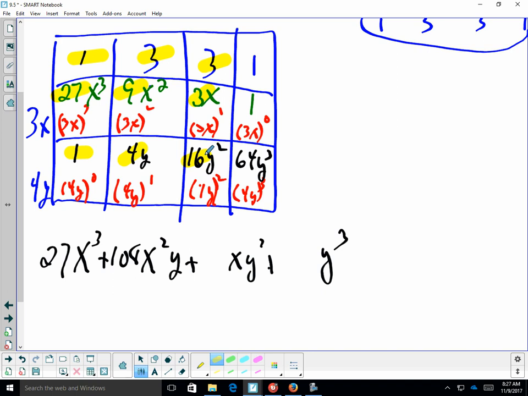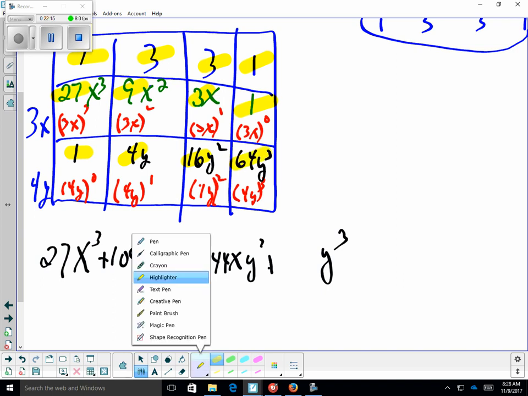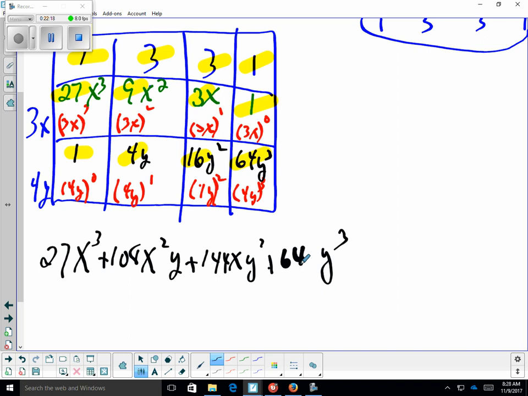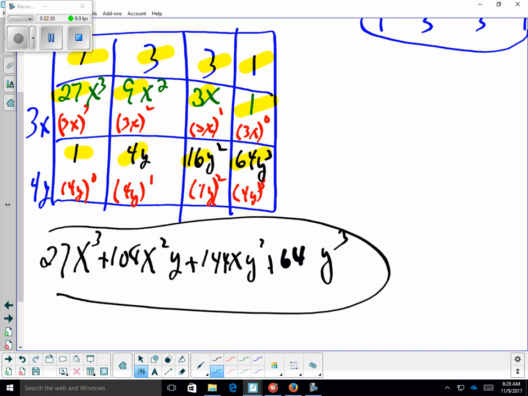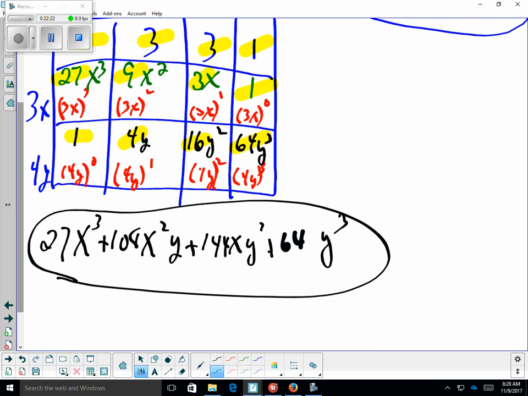Now I'm going to multiply 3 times 16. Oh, don't you wish I had a calculator? So when I multiply the 3 times the 3 times the 16, I get 144. And then finally, I'm going to take the 1 times the 1 times the 64, and I'm going to be left with 64. So there's the expansion without having to do a lot of work.